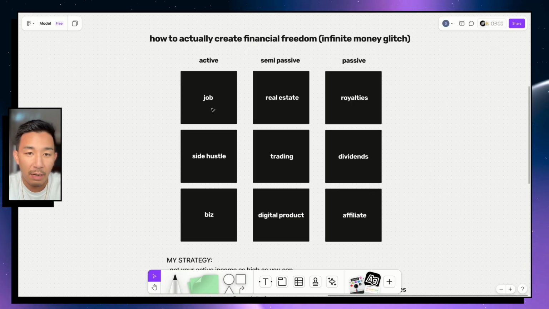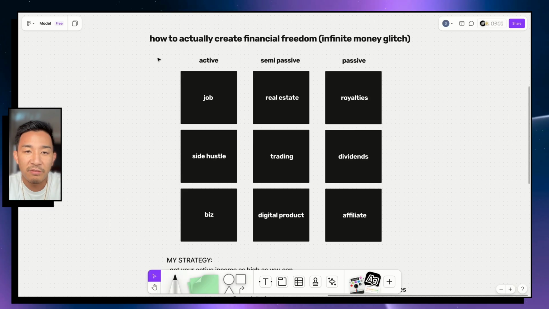So we have a job, obviously, a 9-to-5 job. You have side hustles. So this could be either part-time jobs, or it could be an online side hustle, or maybe you're freelancing on the side. Anything that you're doing part-time in addition to a job, or a business, right? Where in a business, you're obviously working in the business, you're putting in hours to generate an income.